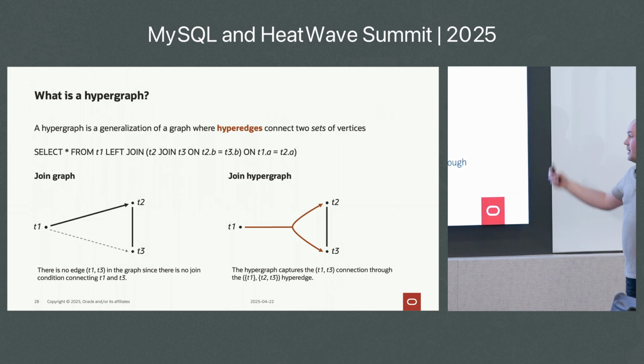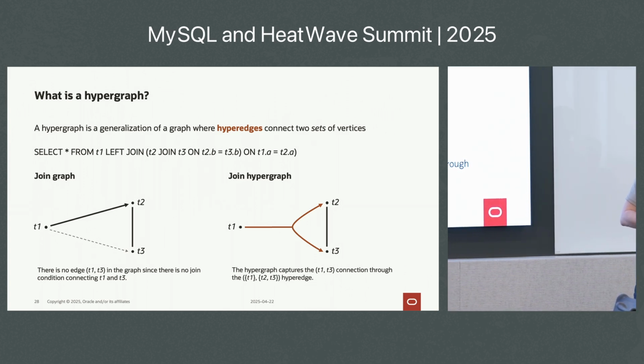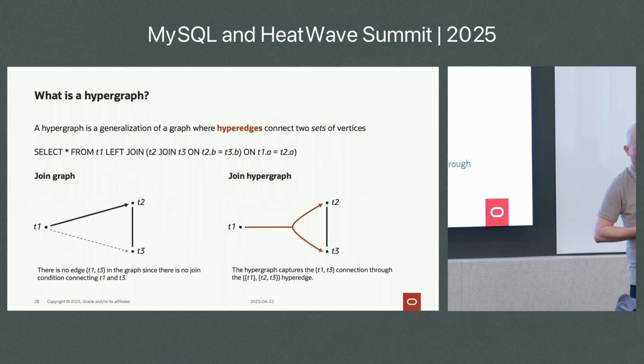So based on this hypergraph, there's been research done to propose algorithms using this strategy. We based our work on an algorithm called DP-Hype, DP for dynamic programming and Hype for hypergraph.